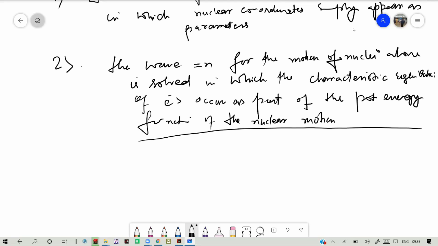The wave equation for the motion of nuclei alone is solved by considering that the electronic wave function, the electronic characteristic eigenvalue equation, acts as a perturbation, or sorry, the potential energy term in the nuclear wave function. How? Let us see it.